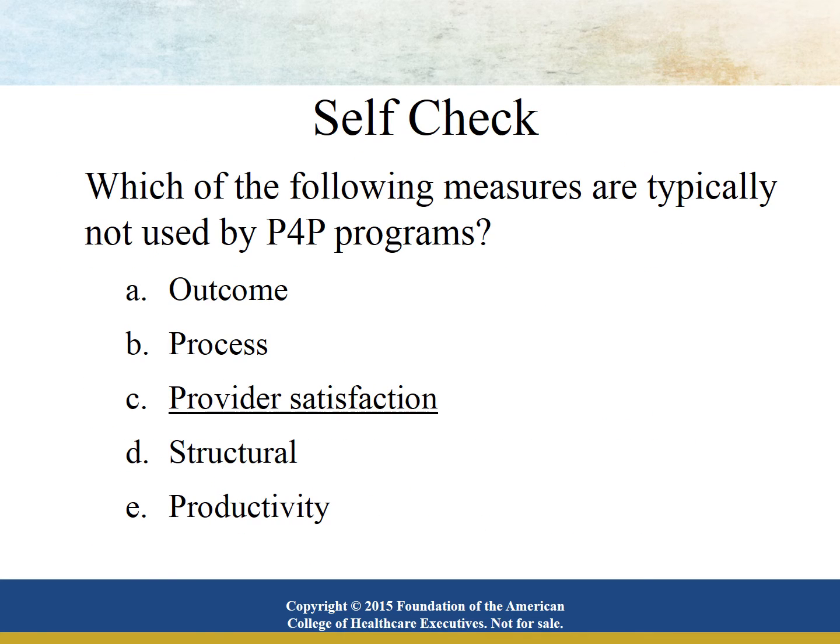All right. Which of the following measures are typically not used? We talked about how we used outcomes. What's your process? What are your structural issues, and what is your productivity? Provider satisfaction usually isn't used. You'll see patient satisfaction. The satisfaction of the physicians in the hospitals, that's not going to drive pay for performance.